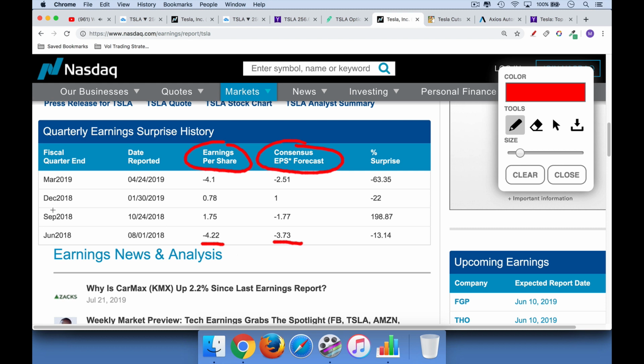The one exception was this anomalous quarter, September 2018, third quarter 2018, where the market was expecting a negative EPS and we got a positive EPS. But ever since then, December was an earnings miss based on the consensus. And then, of course, March was a very big earnings miss, where the market was expecting a loss of $2.51 and we actually got a loss of $4.10. So you can see all the earnings surprises are negative, with this one exception of Q3 2018. So I'm expecting Tesla to surprise on the downside.